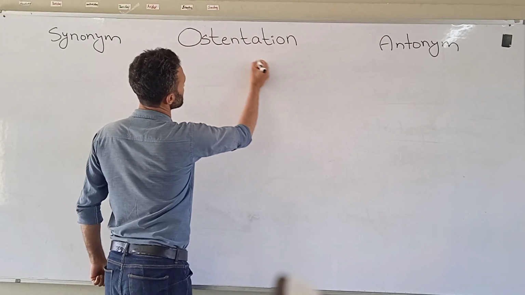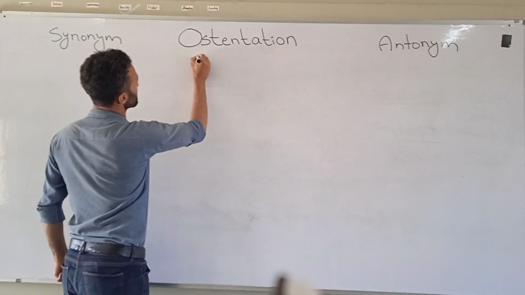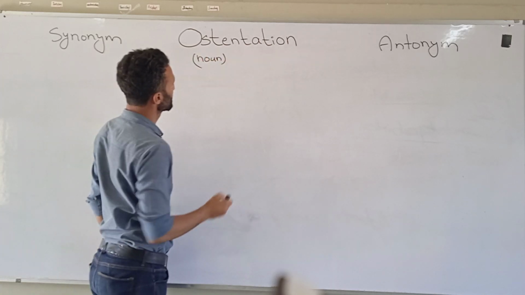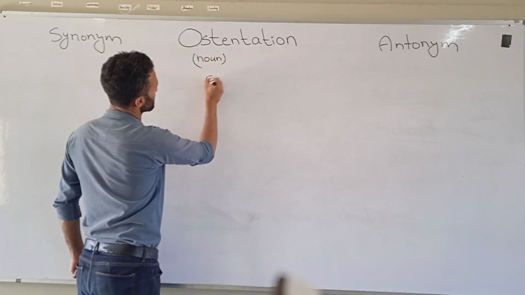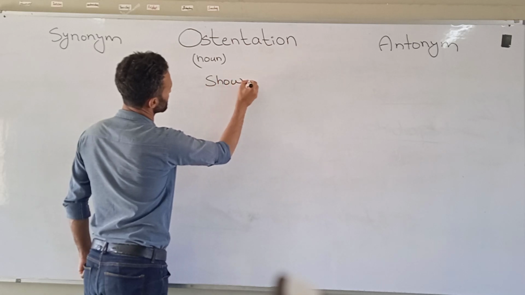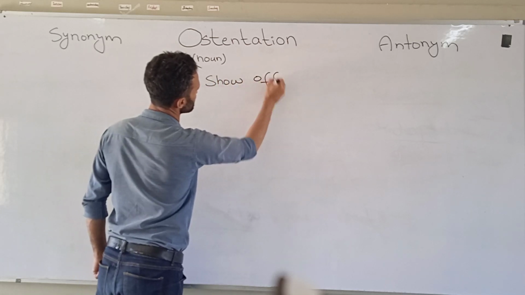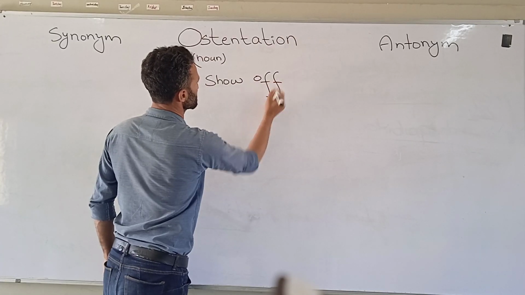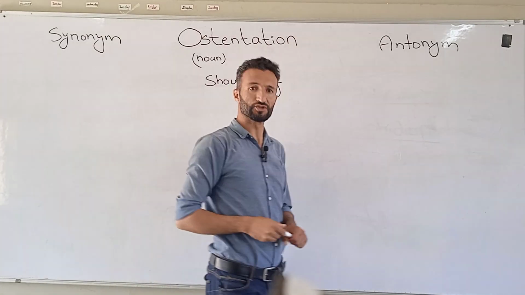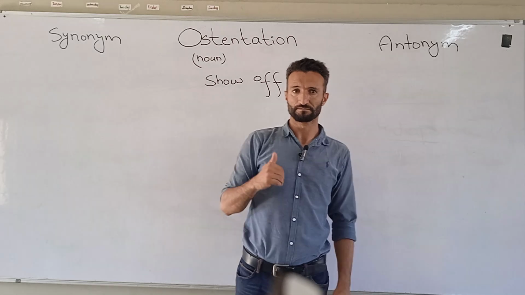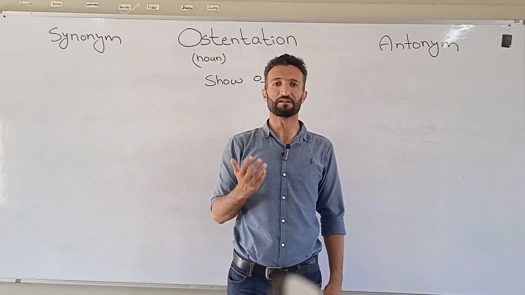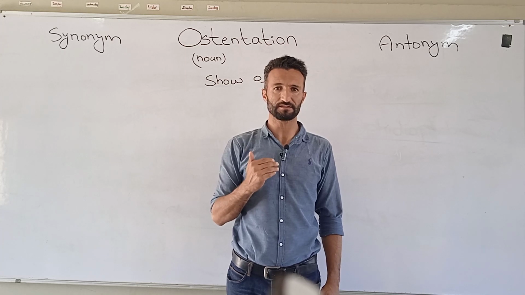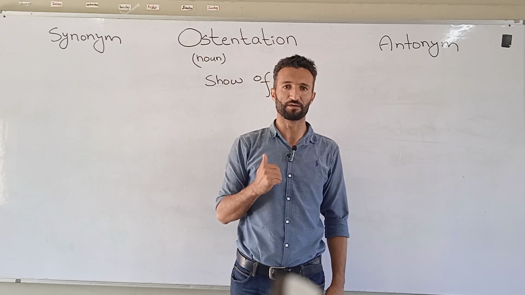Ostentation is basically a noun. इसका मतलब है show off. दिखावा करना. Show off करना, that's ostentation and it's a noun.